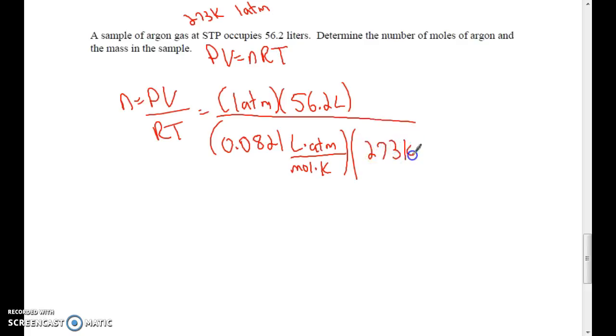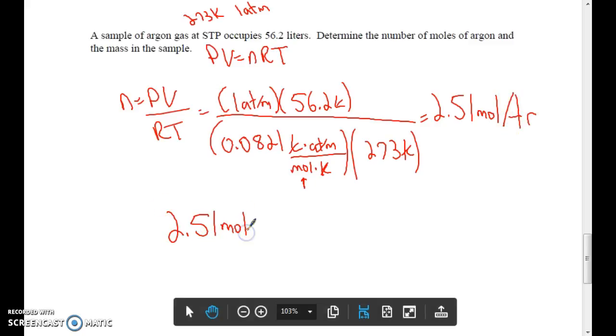That's 273 Kelvin. All right, when you do the math for this, Kelvin cancels out, liters cancel out, atmospheres cancel out. What you're left with is moles. You get 2.51 moles, rounded off to the least number of significant digits. The only significant digits given is this liters, that's 3 significant digits. So that gives us 2.51 moles of argon.